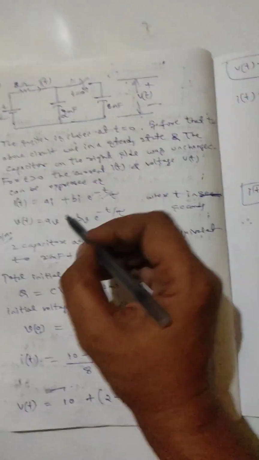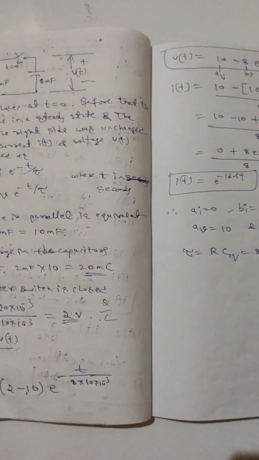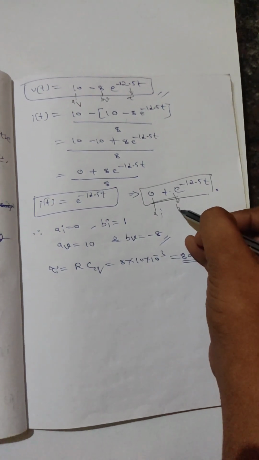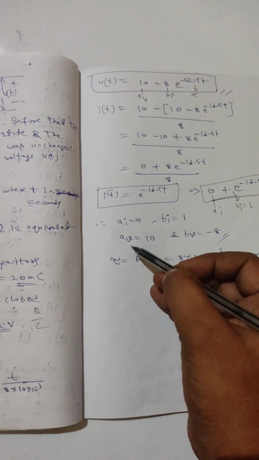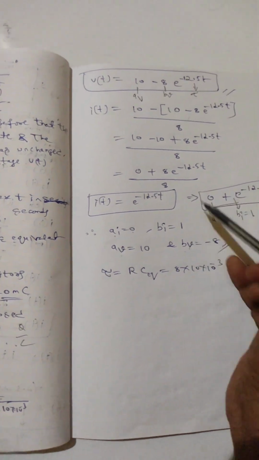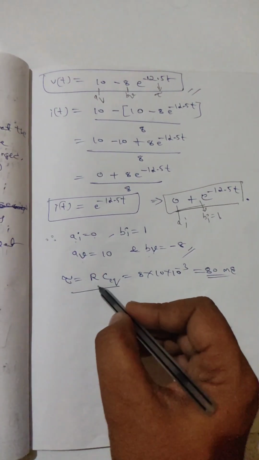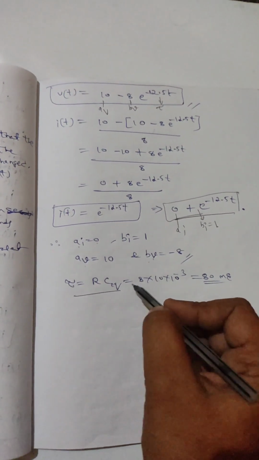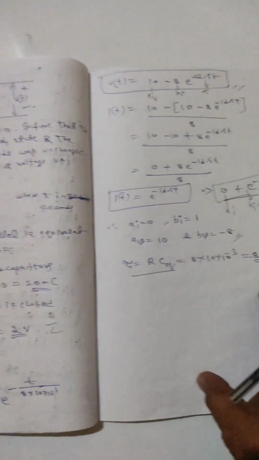What is the question given? What is the value of AI? This is the value of AI: 0. And the value of BI is 1. So AI is 0, BI is 1, AV is the voltage coefficient 10, and BV is minus 8. Along with that, they also asked tau. What is tau? RC. R is 8 and C is the equivalent capacitance 10 power minus 3, so 80 milliseconds.